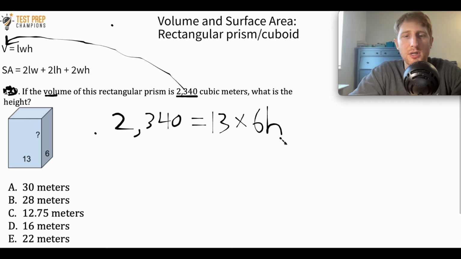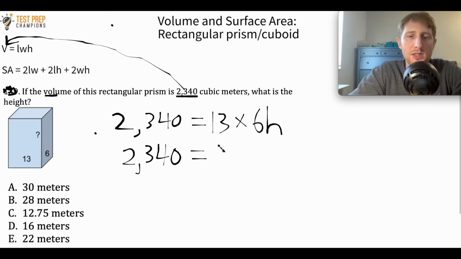So the first thing that I'm going to do is I'm going to do 13 times 6. And 13 times 6 is 78. So I'm going to rewrite this here. And when you do your work, you don't necessarily have to write out every single step like this. I'm just writing out every single step for instructional purposes. So 13 times 6 is 78. So I have 2,340 equals 78H.